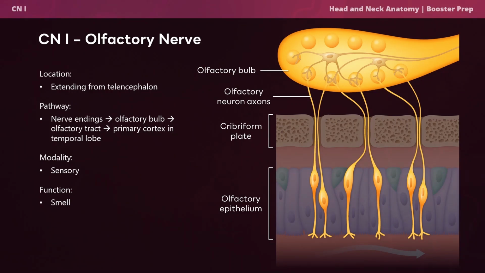The olfactory nerve is most likely to be injured in instances of head trauma because of its location within the cribriform plate, a very delicate structure within the skull. Thus, patients may present with anosmia, or lack of smell, following a traumatic motor vehicle accident or head injury.